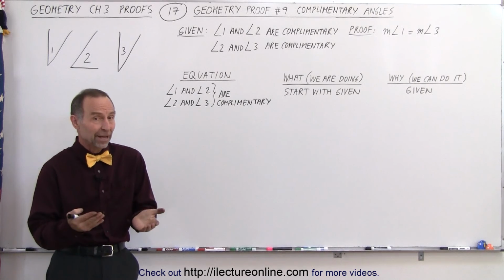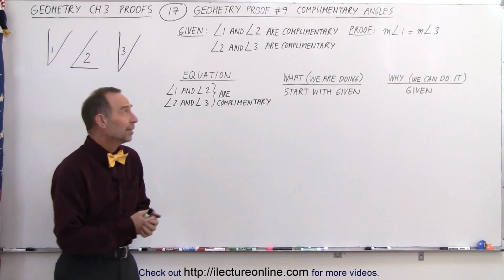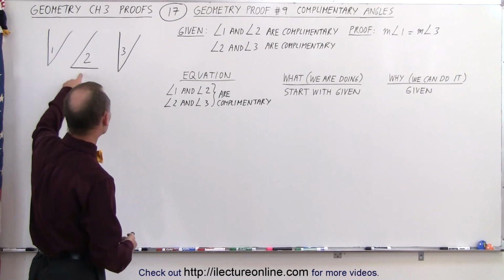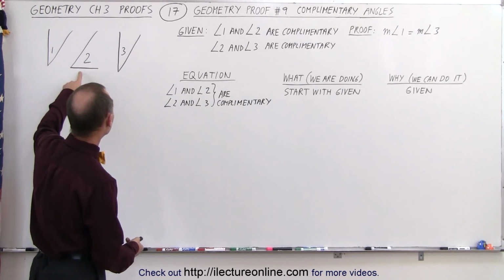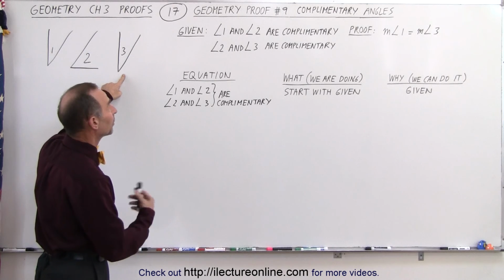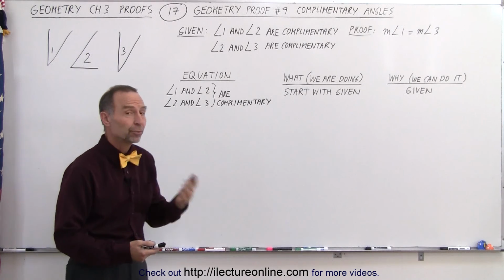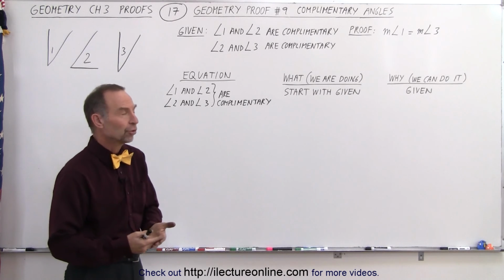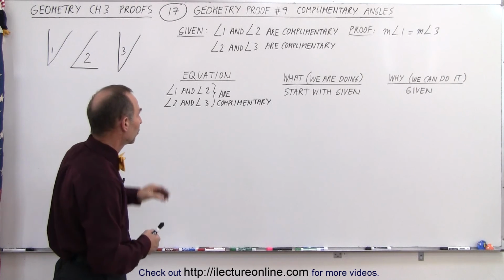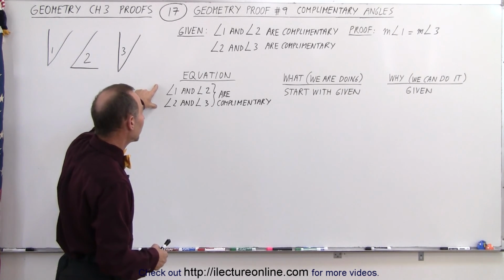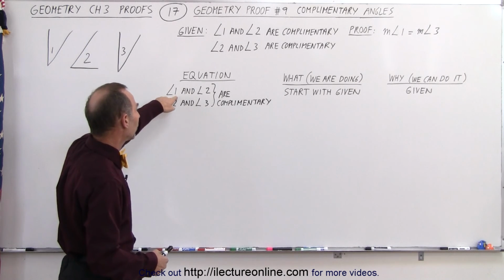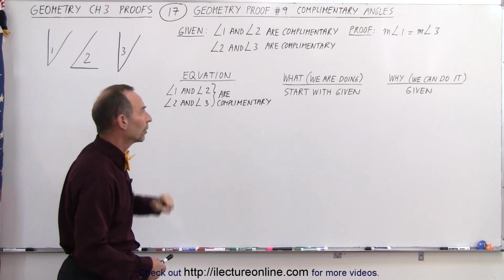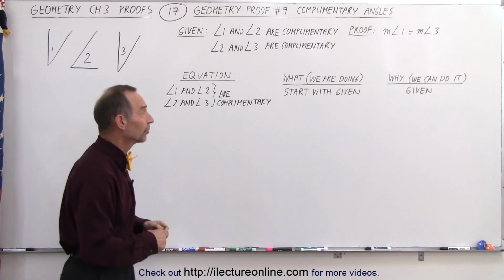Of course, complementary angles are angles that add up to 90 degrees. And so we're given that angle 1 and angle 2 are complementary angles, and that angle 2 and angle 3 are complementary angles. And now we're supposed to prove that the measure of angle 1 is equal to the measure of angle 3. So we start out with the realization that the pair, angle 1 and angle 2, and the pair, angle 2 and angle 3, are complementary pairs of angles.